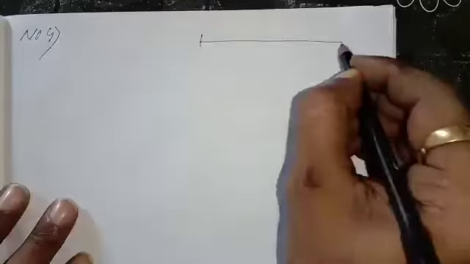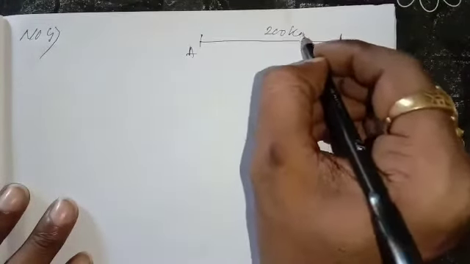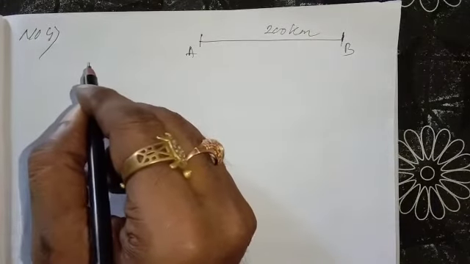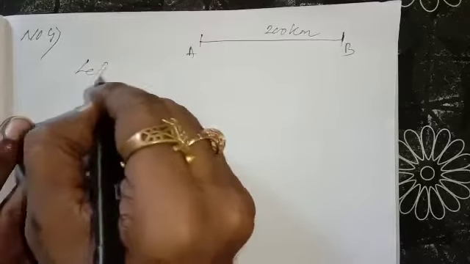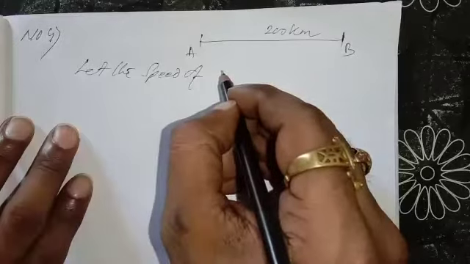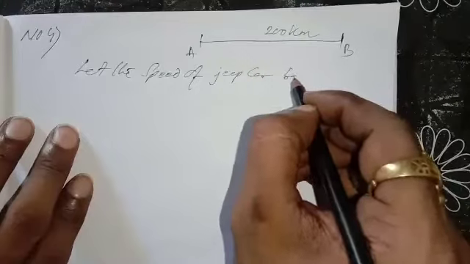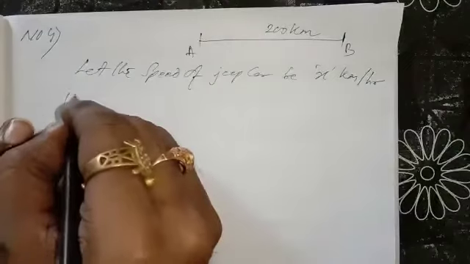Suppose this is the distance between two places A and B. Distance is how much? 200 km. Distance is given, and the speed. Let the speed of the jeep car be x km per hour.